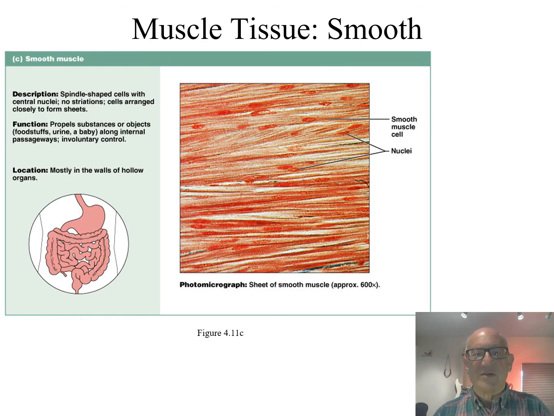Smooth muscle looks something like this. Notice it does look very similar to dense regular connective tissue. I think the thing that would distinguish it is that the cells are spindle-shaped, right? So we do see some tapering of cells in here, and we have pretty obvious central nuclei in the cells.